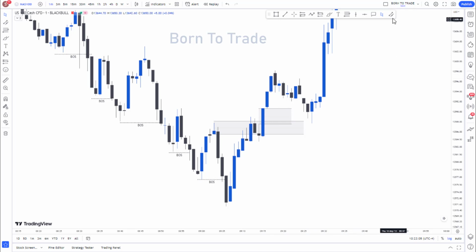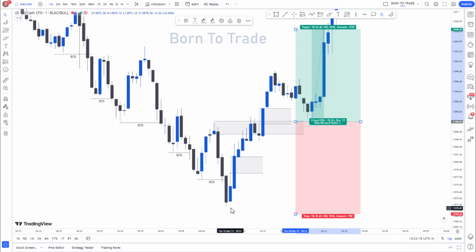If you look below here, we still have another fair value gap right here, which is why I said if you want to take the trade, you should place your order at this zone, stop loss below this low right here.